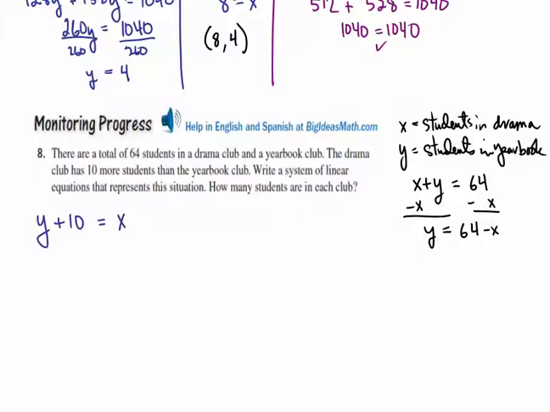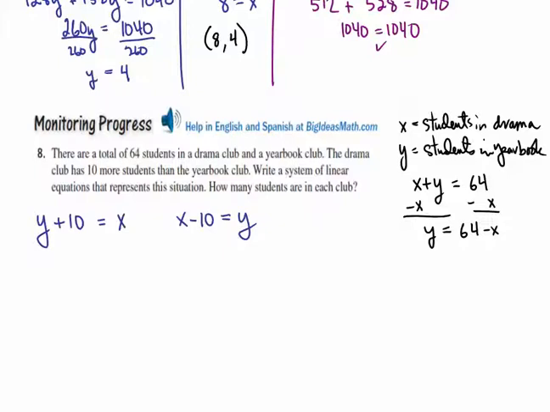There's 10 more in the drama club, so you could also say that x minus 10, if we take away 10 from the drama club, we'll have the same number in the yearbook club. Those two equations are identical. All I would need to do is to the first one subtract 10 from both sides, and I would have the second one. So I do know that y is equal to 64 minus x.